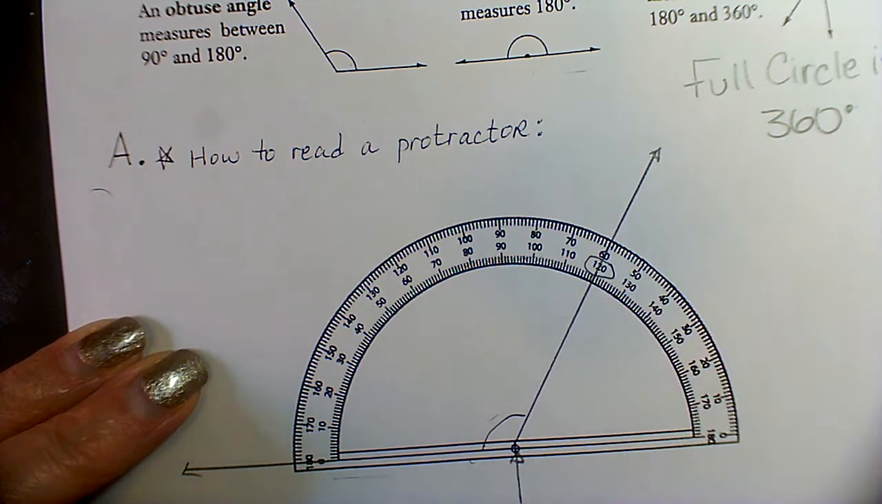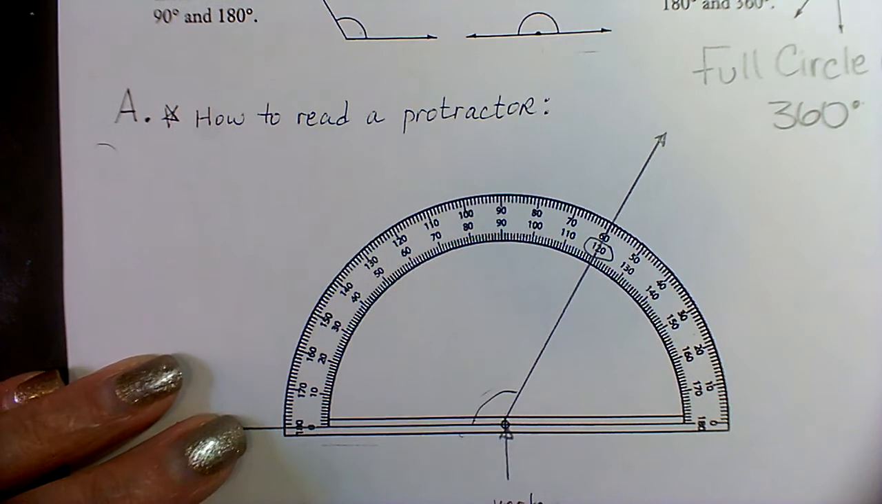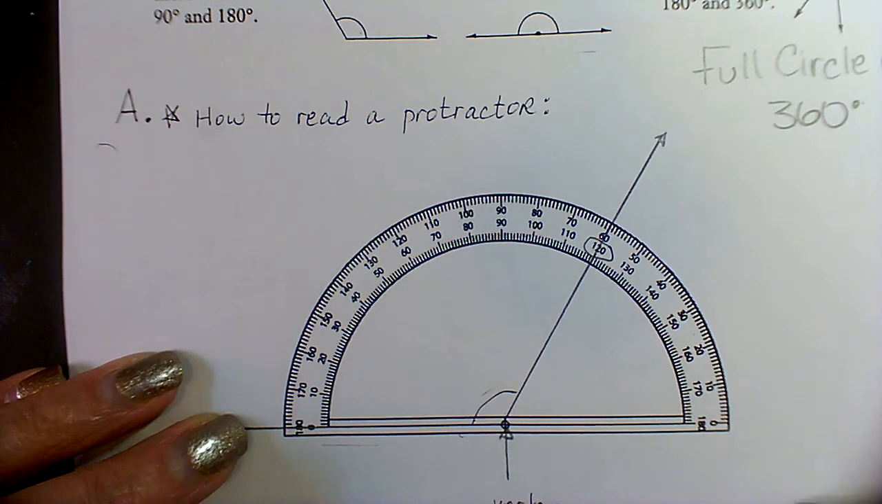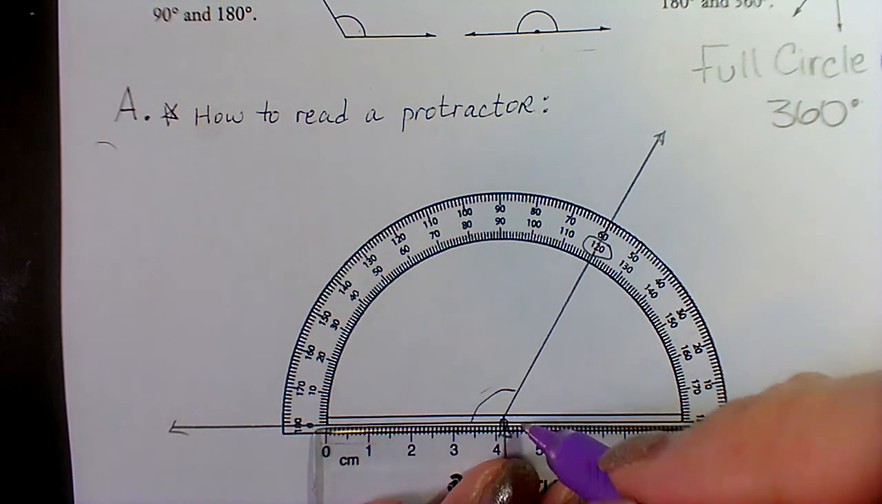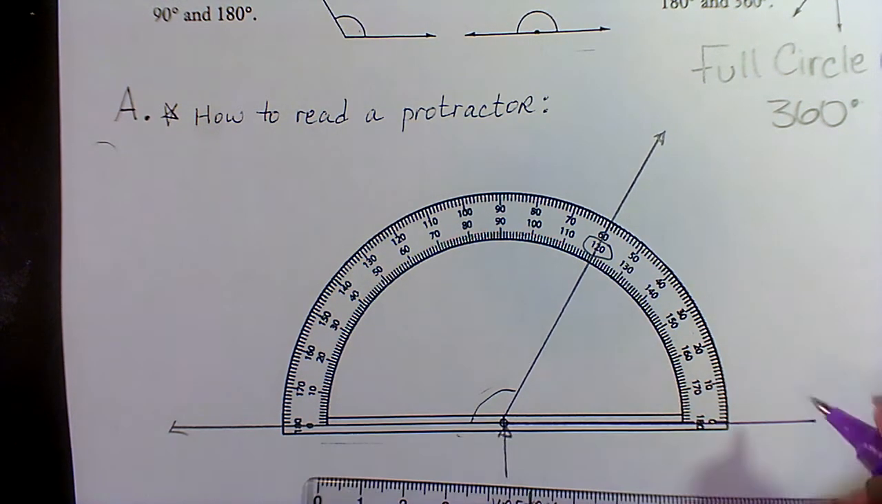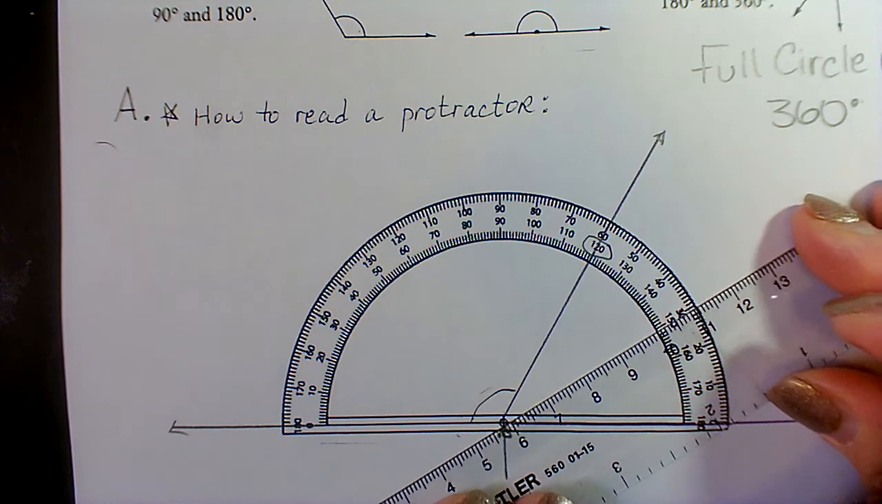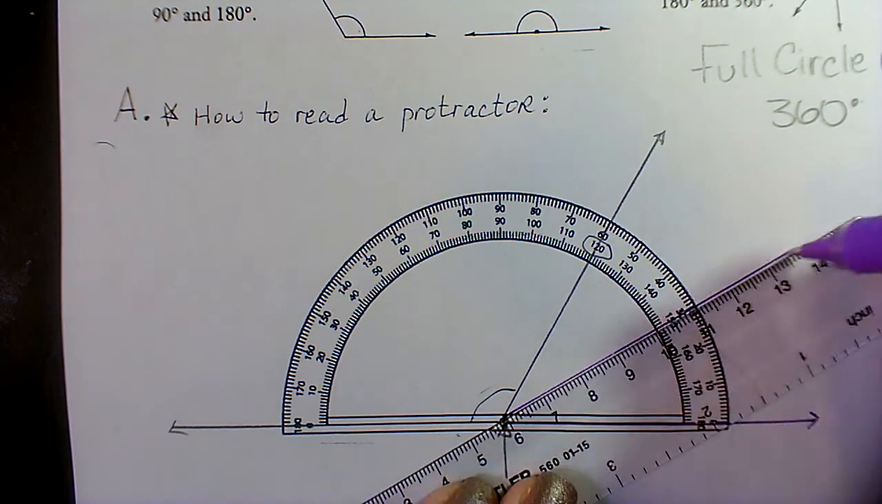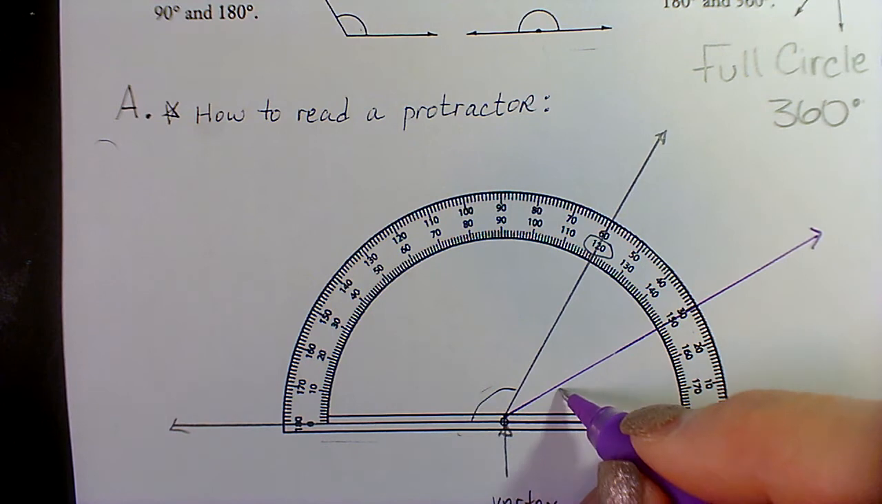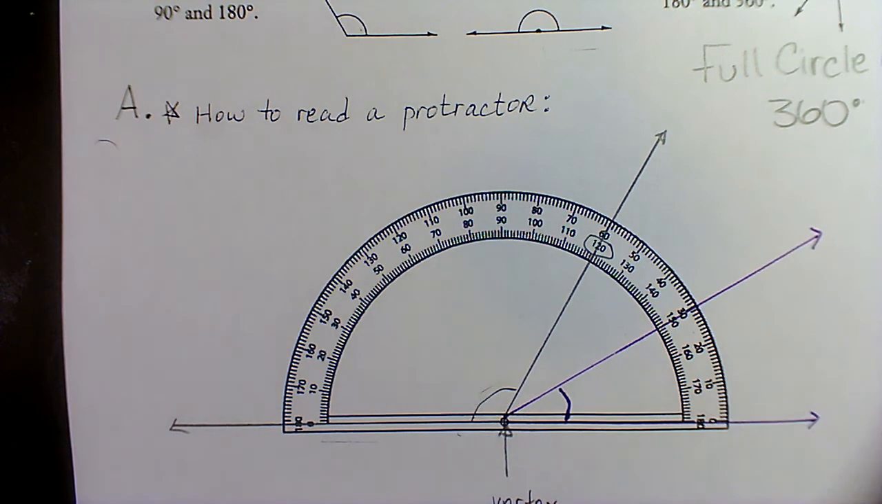So therefore, the 120 is the one you're going to read. All right. If I start on the other side, let me use a different color, purple. And let's say that I go to right there. And I look at this angle right there.